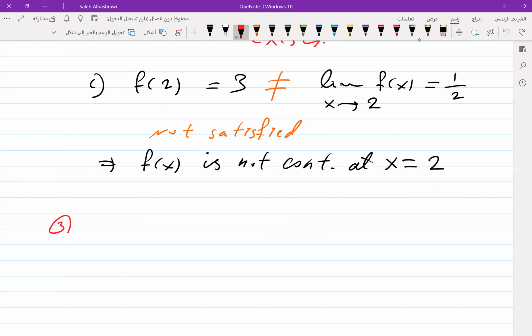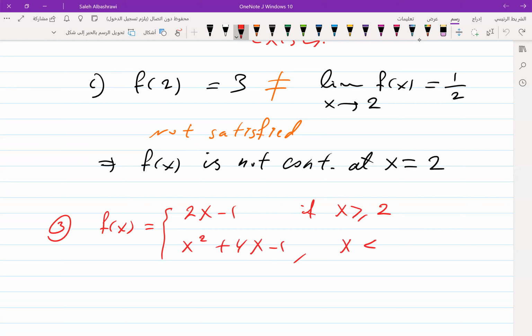Third example, let's say that f of x is 2x minus 1 if x is greater than or equal to 2, and it is x squared plus 4x minus 1 if x is less than 2. Let's take this one. Is it continuous at x equal to 2 or not? So all we need is to check the 3 conditions.